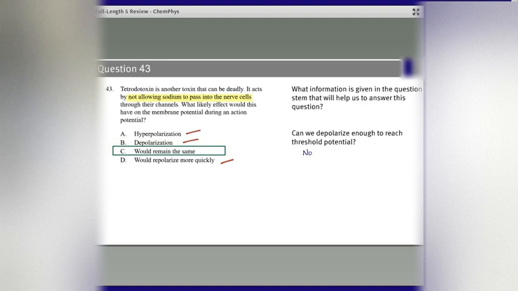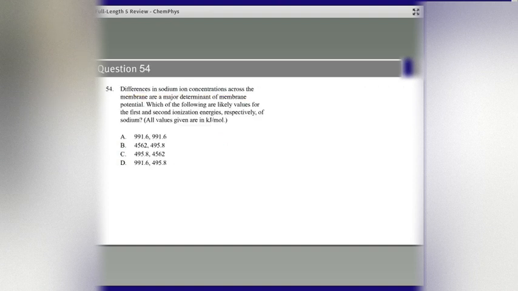This is another great example of a question that I did not like the first time going through. Anybody happen to specifically remember 54 going through full length 5? Okay, I got this question wrong. This was another one of those questions that I'm definitely not happy that I missed. Okay, differences in sodium ion concentrations across the membrane are a major determinant of membrane potential. Okay, so Maranki, you saw the trick then, which I'm super pumped to see that. It says which of the following are likely values for the first and second ionization energies respectively for sodium.